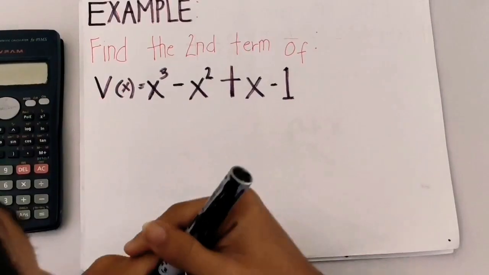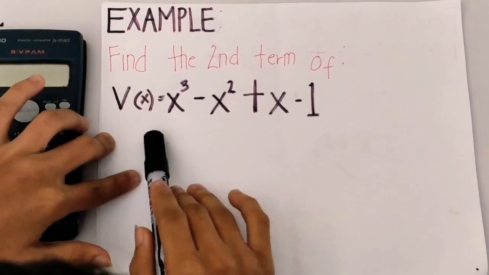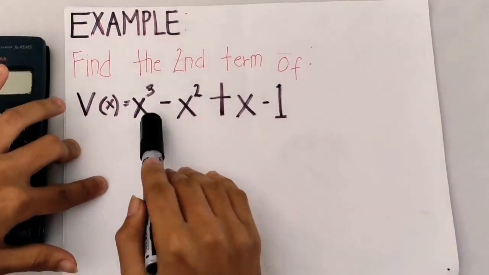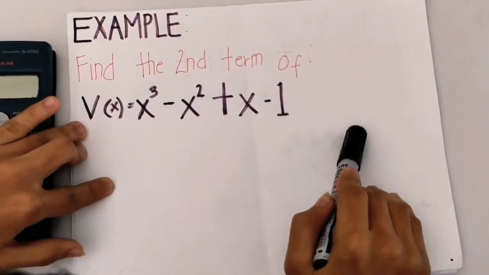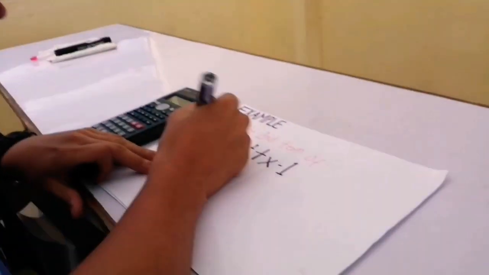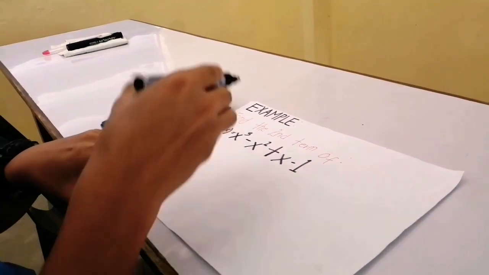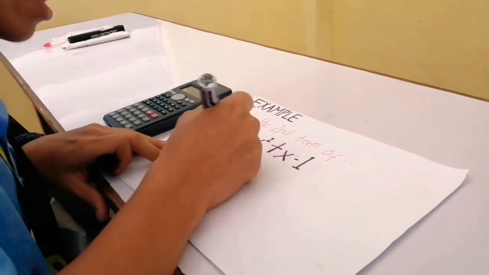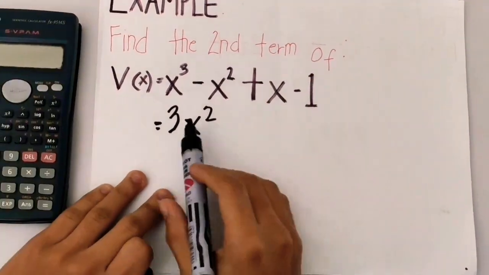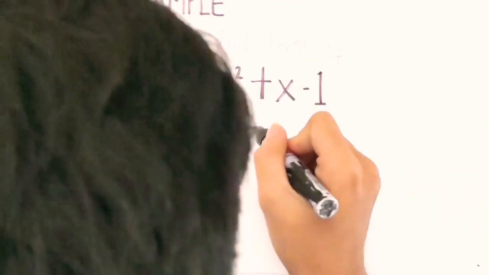So, this time, I will teach you how to solve higher order derivatives. A higher order derivative is defined as the rate of change of a function at a specified point. For example, find the second derivative of f(x) = x cubed minus x squared plus x minus 1. First derivative: the derivative of x cubed is equal to 3x squared. The sign is negative, so negative.